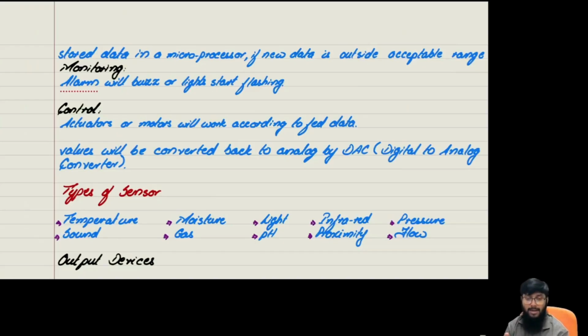There are many sensors that are utilized. The temperature sensor senses the temperature in the room or in a factory environment. The moisture sensor checks the humidity level. The light sensor checks the light, mostly utilized in solar panels and solar lights. Infrared checks for movement.